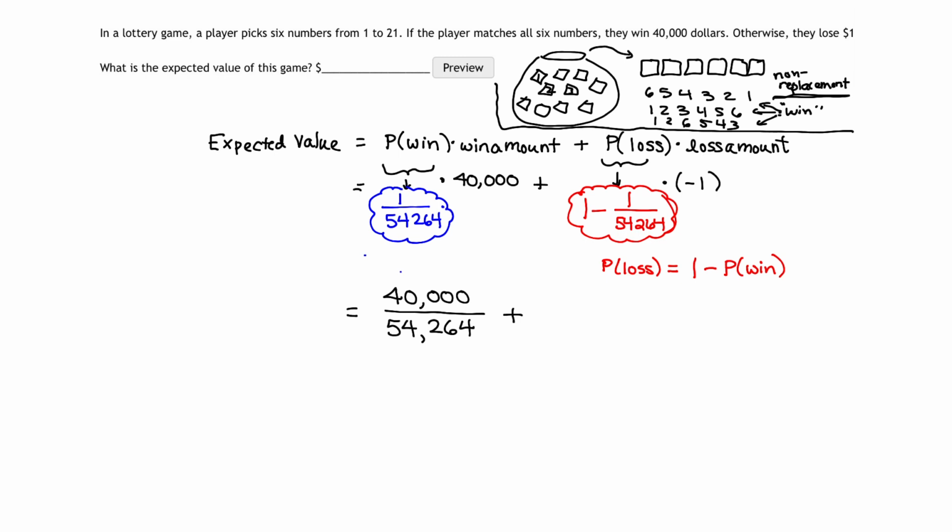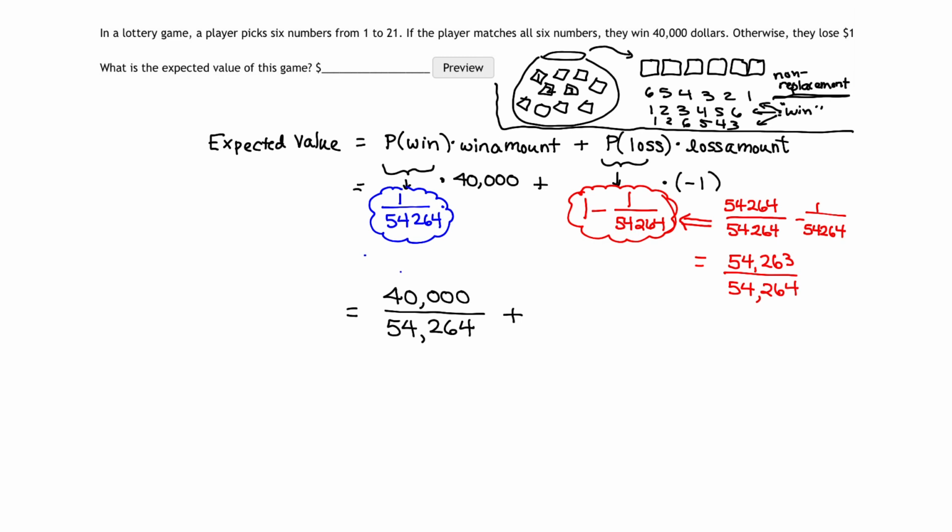Now, let me do a little bit of simplification here. Just because I'm a mathematician, and again, before I plug things into calculators, I like to do it as simple as possible. 1 minus 1 over 54,264 is the same thing as taking a common denominator, 54,264, and putting it in the denominator and the numerator, and putting those two together gives us 54,264 minus 1, or 54,263 over 54,264.